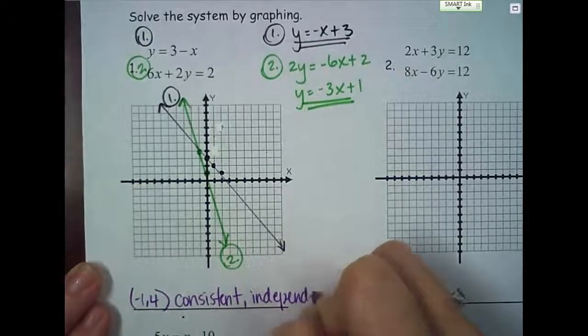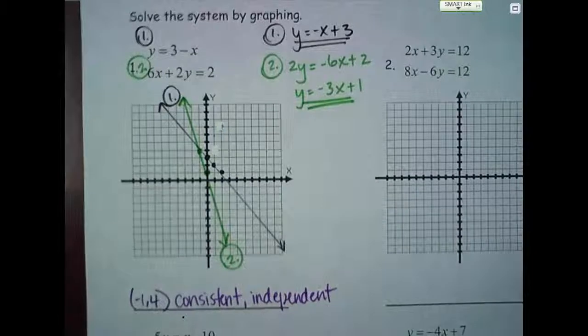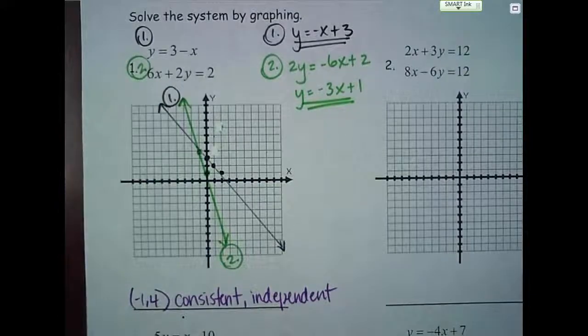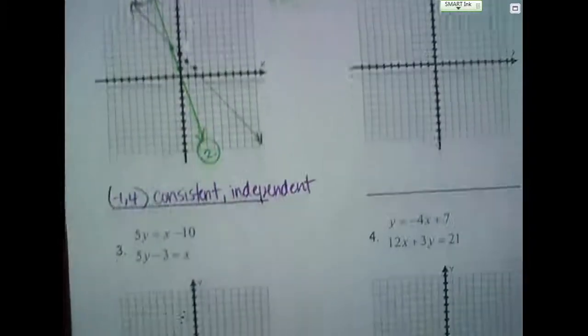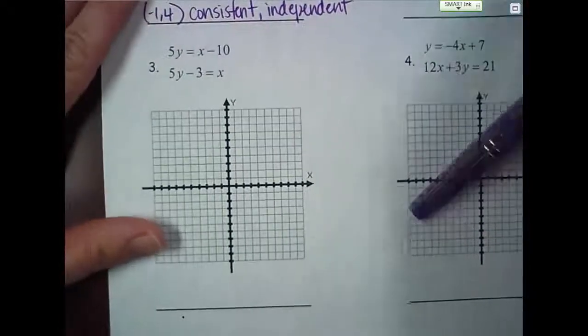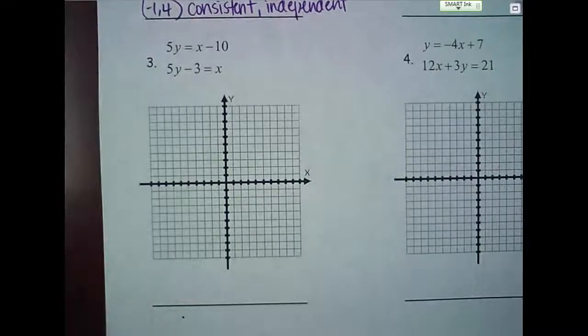I'm going kind of fast, guys, because this is just for review. This is Algebra 1, except for the vocabulary. We're going to skip number 2 and move to 3. Okay. Again, let's solve the systems.